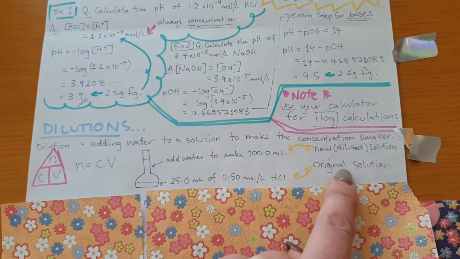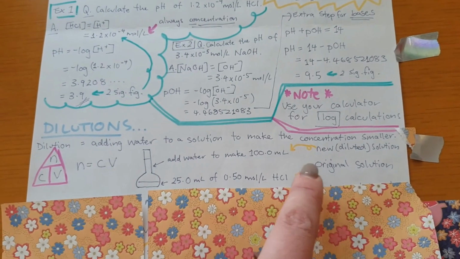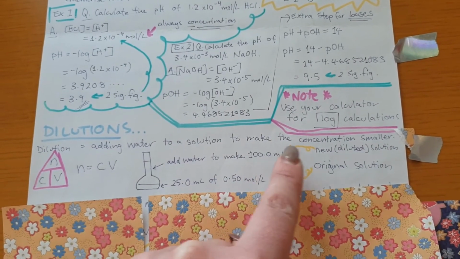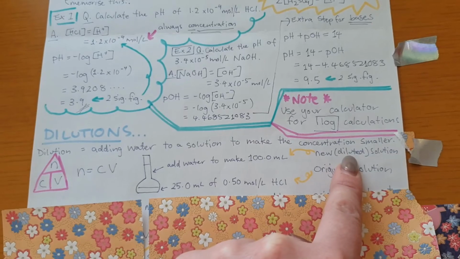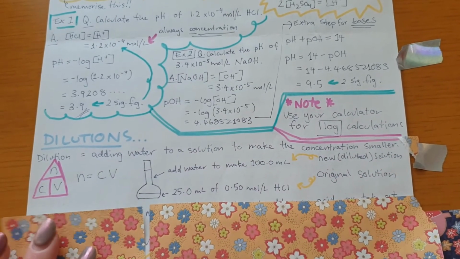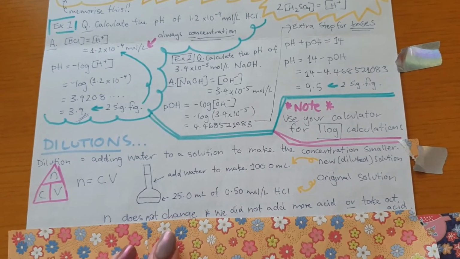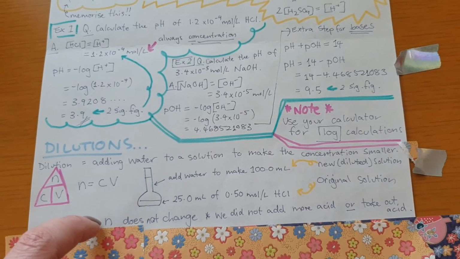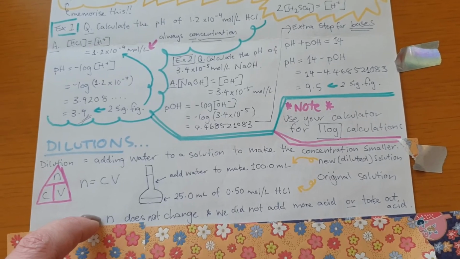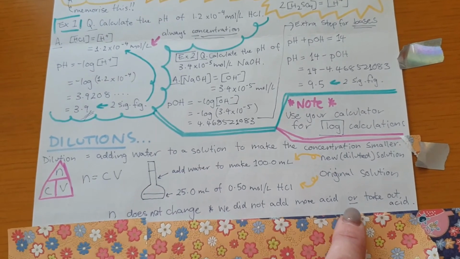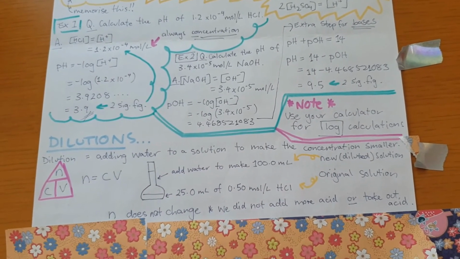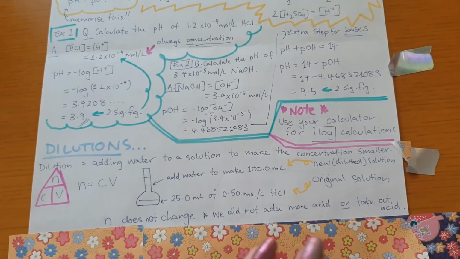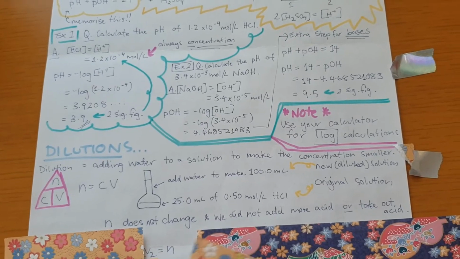Now, this is our original solution. Then we added water to make the new volume 100 mils. This is our new or our diluted solution. Now, super important here, the number of moles does not change. n stays exactly the same because we did not add any more acid or take out any acid. So n stays exactly the same.